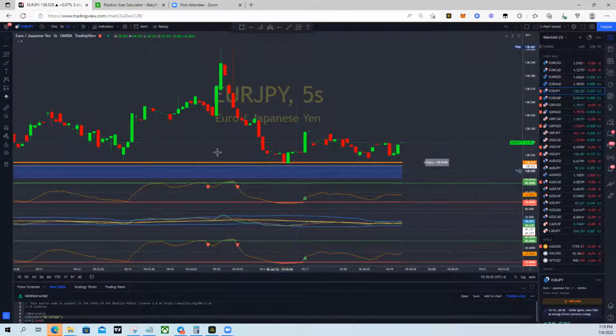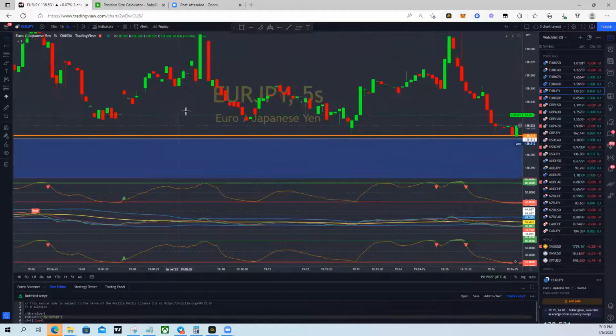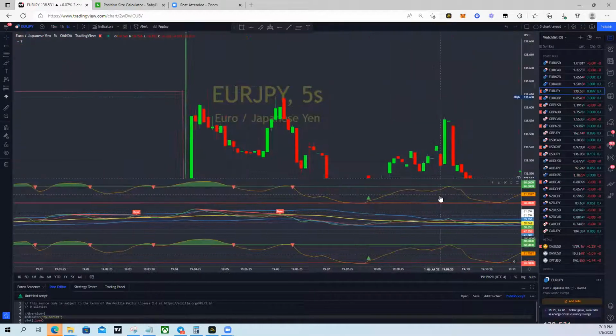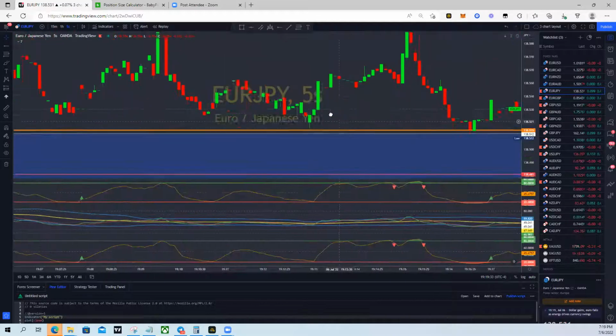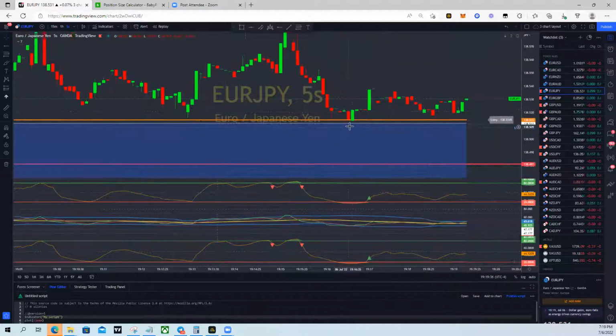That is the bounce. Look at that bounce. It came out of the zone. Flew out of the zone. Gave you 10 pips. Came back to the zone. Almost gave you another 10 pips. Look, it came back to the zone.